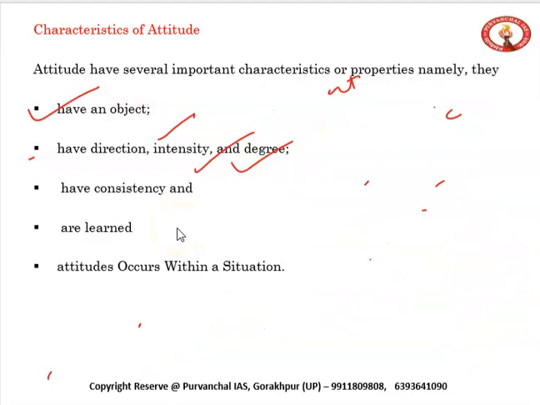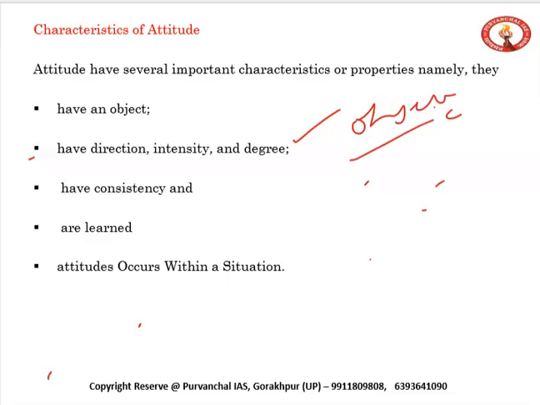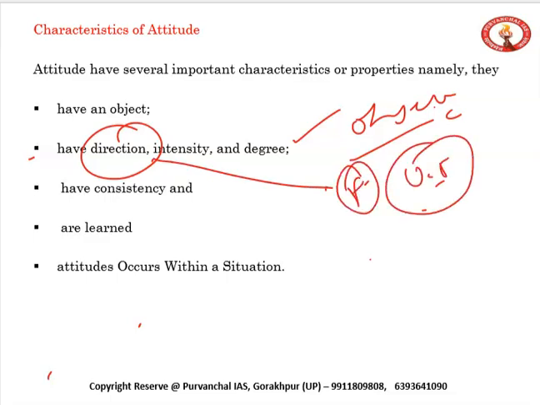So, attitude must have an object. According to the second point, attitude has a direction, intensity, and degree. Under this, an attitude expresses how a person feels towards an object. It expresses firstly direction, that is, the person is either favorable or unfavorable toward any object, and degree says how much the person either likes or dislikes the object.